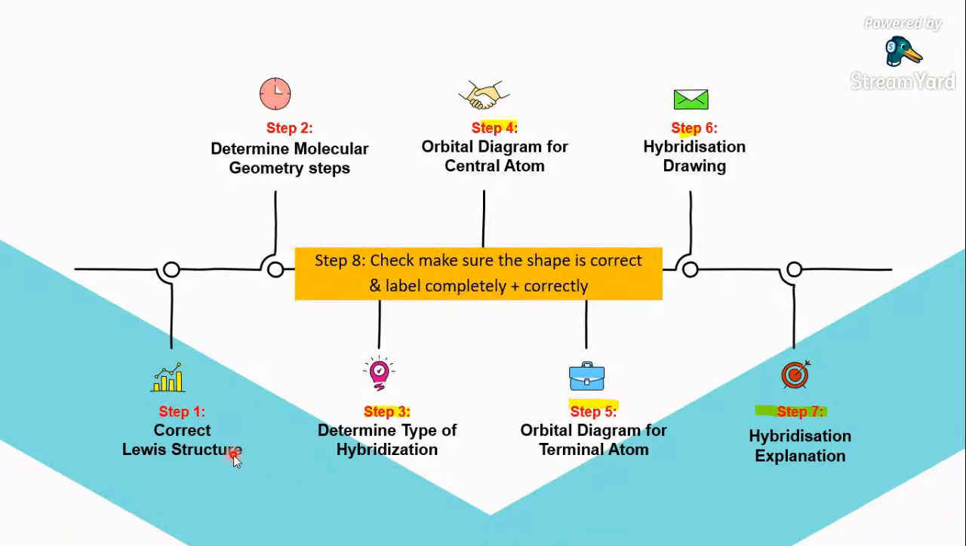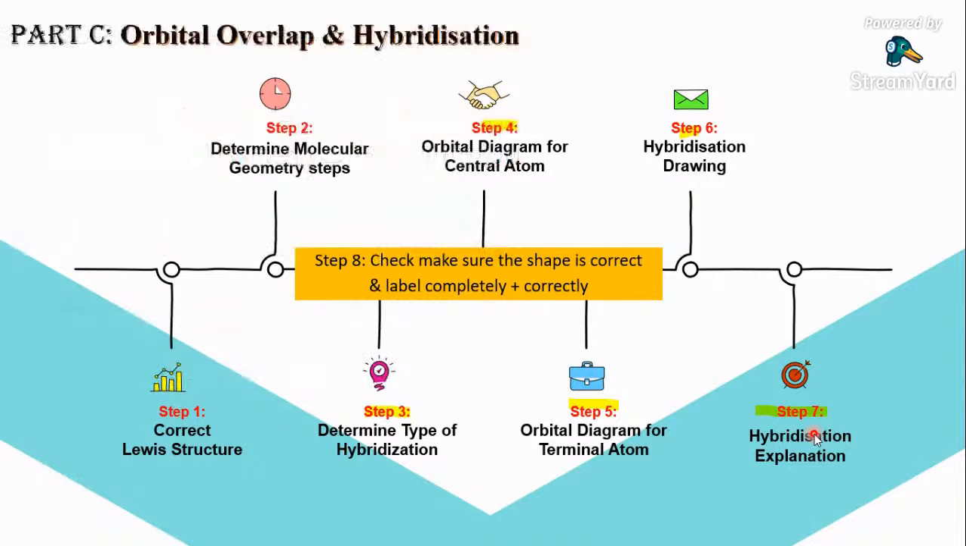The last part, you have to check and make sure the shape is correct and labeled completely and correctly. And then your diagram must tally from A until Z. That's what I like. Actually, I like chapter 4 because chapter 4 is very easy. Once your step 1 is correct and it tallies with your step 7, it means your answer is correct.